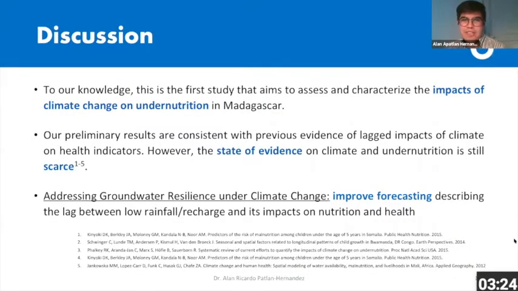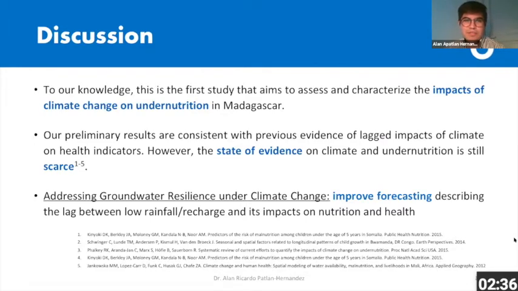So to our knowledge, this would be the first study aiming to assess and characterize the impacts of climate change on acute malnutrition in southern Madagascar. These preliminary results are part of a wider study for which we will perform more robust analysis, including not only malnutrition, but other factors that might play an important role in the pathway to malnutrition, but also factors or diseases that can be impacted by climate variability. That is to say, specifically the diseases that we know as climate-sensitive diseases.